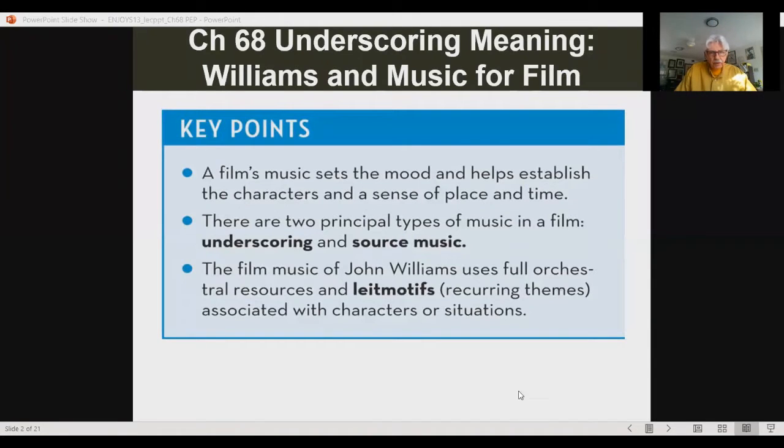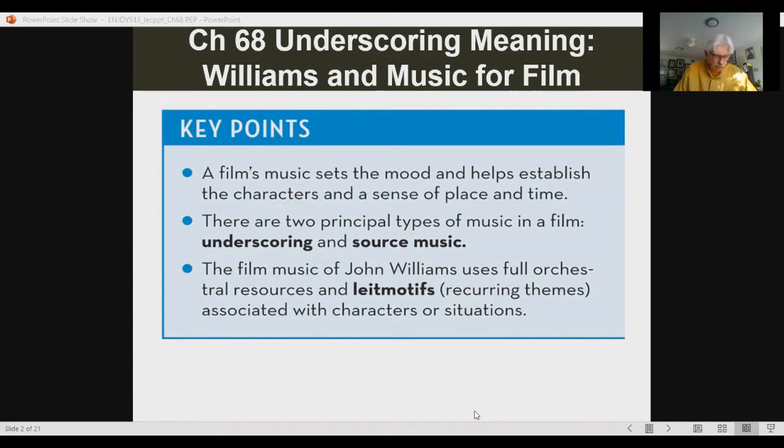Unfortunately, the technology did not allow the audio and video to be simultaneous initially, so music was prepared in a different way for movies, and we'll talk about that here. So, regarding the key points, and this is no surprise to anybody, a film's music sets the mood and helps establish the characters and a sense of place in a time.